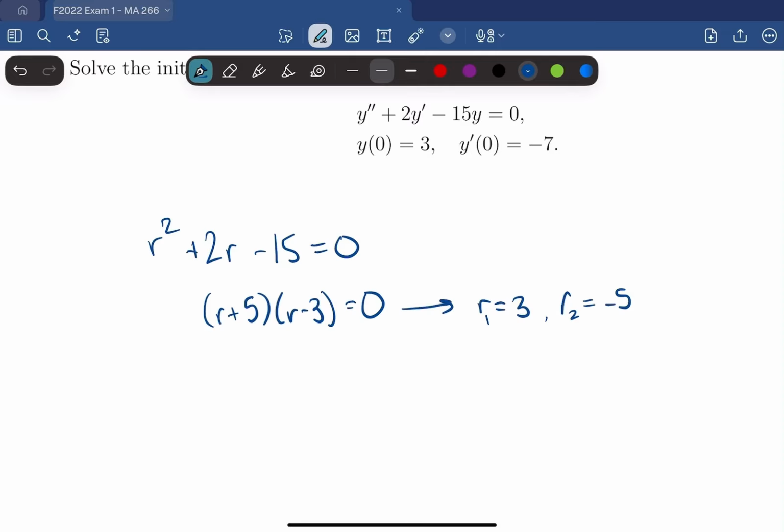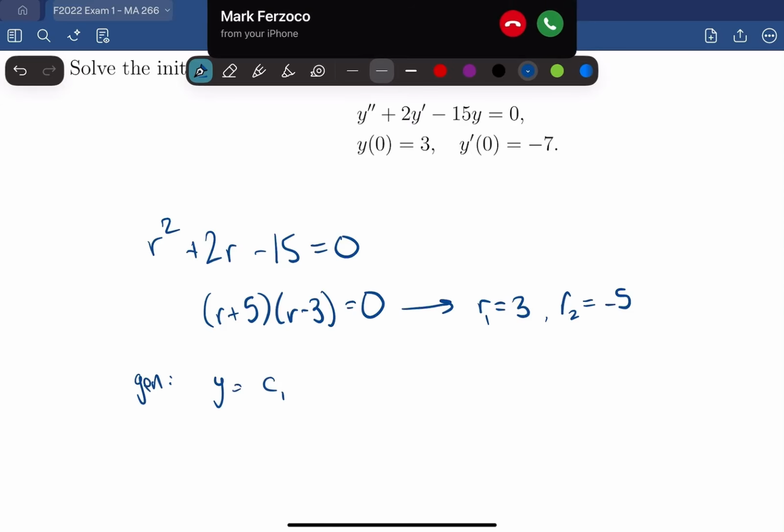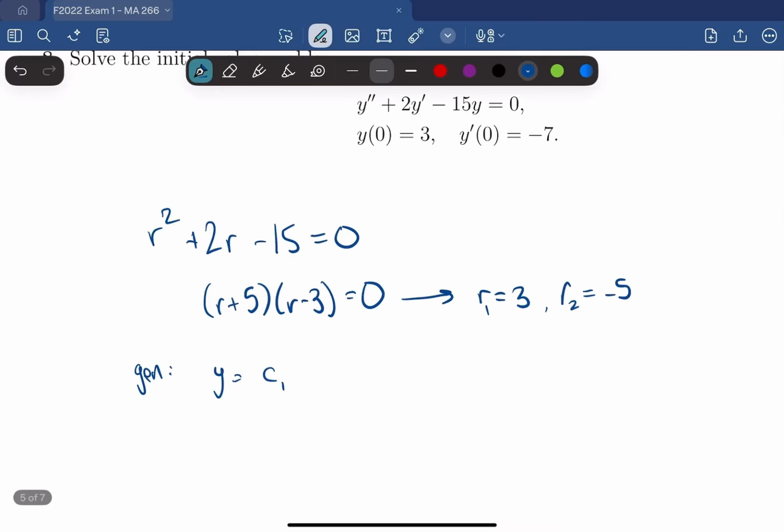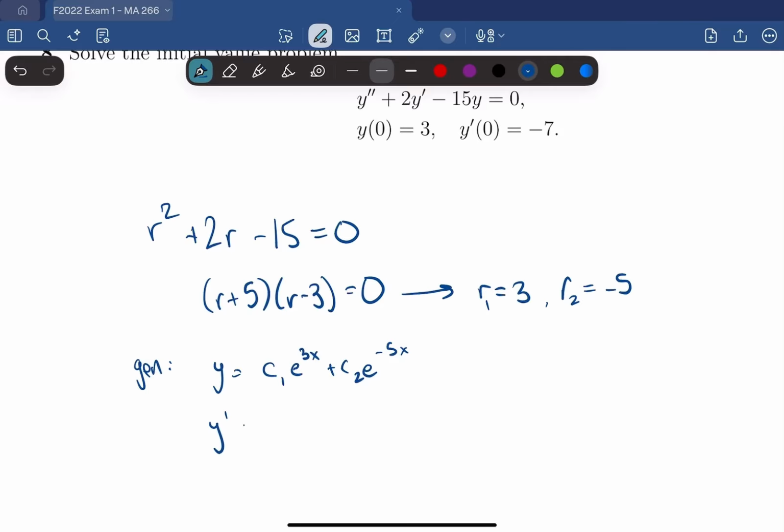And from here we can build our general solution. So we can say y equals c1 e to the 3x plus c2 e to the negative 5x, and then what we can do is take the derivative, and we can say 3c1 e to the 3x minus 5c2 e to the negative 5x.